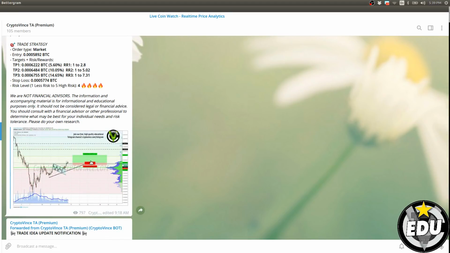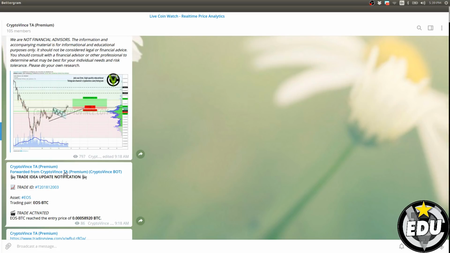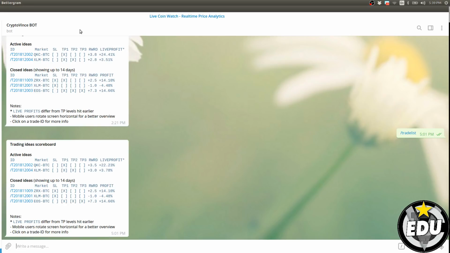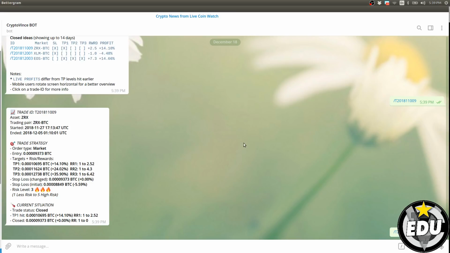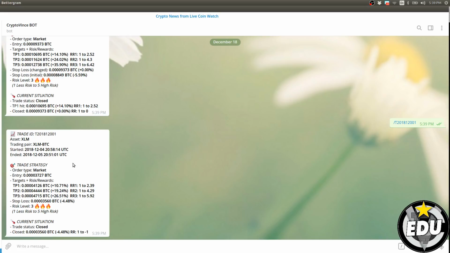This is the chart, and this is our bot that tells you the trade has been activated. Actually, I can go in our CryptoVince bot and show you guys how we manage the trade very quick. So this is our bot. If I put trade list, I can have the list of all the trades that are active and the ones that have been stopped out, and all other information. You can click on, let's say ZRX, and you can have all the information about ZRX. We're up and we closed it, take profit was hit, and XLM, the one that we got stopped out, so we lost 4%, one reward, and so on. So you can get more information on our bot regarding every trade we take.